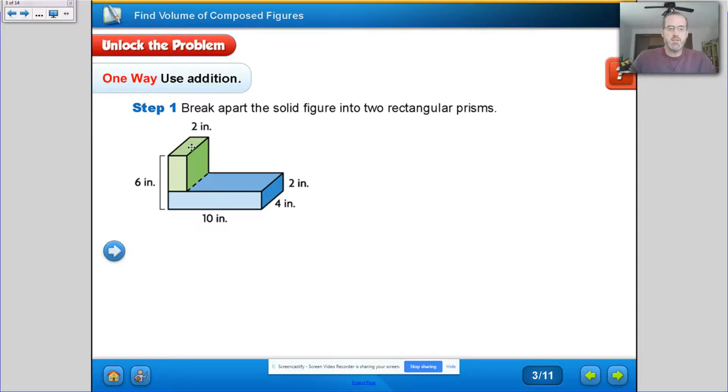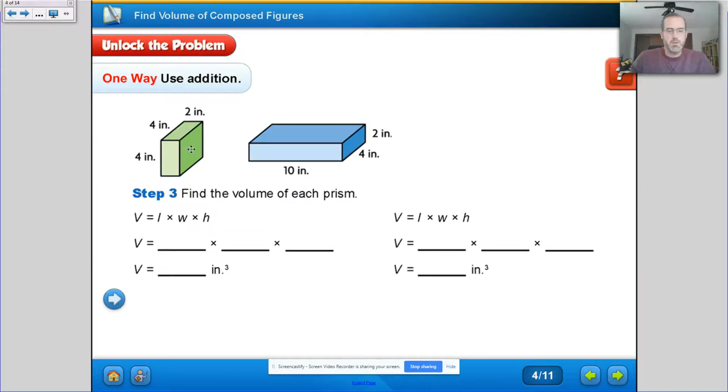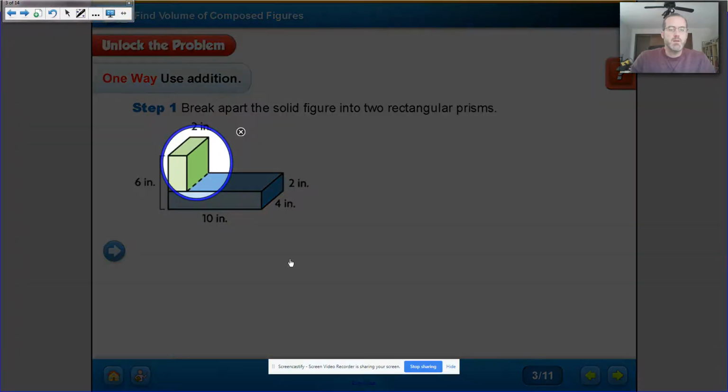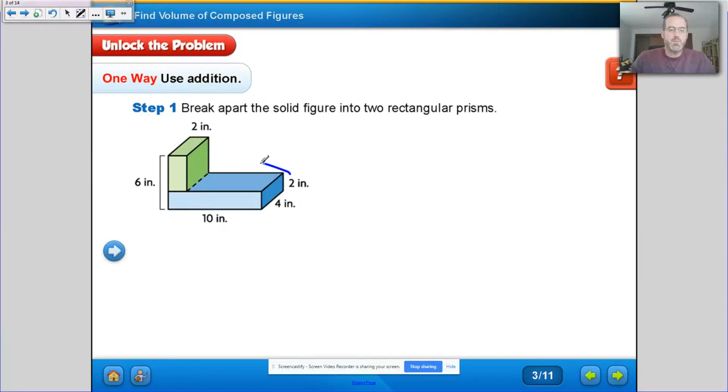So you would take these two solid rectangular prisms and find the volume of each. We know volume is length times width times height. You can see they've broken these two pieces apart, just like we would do. So they're taking this rectangular prism and then this rectangular prism separately.